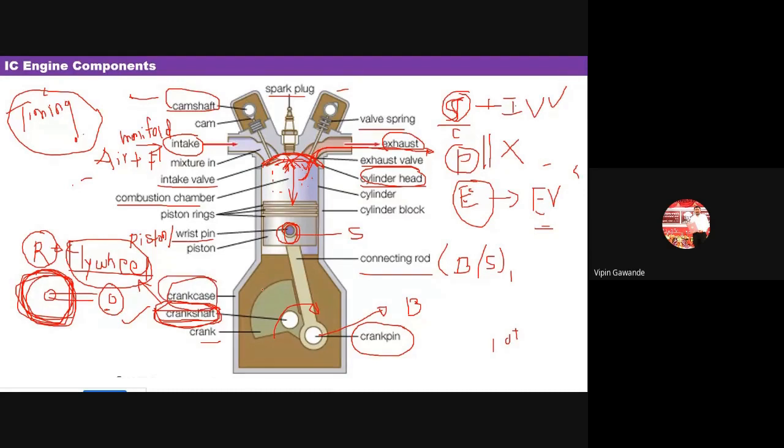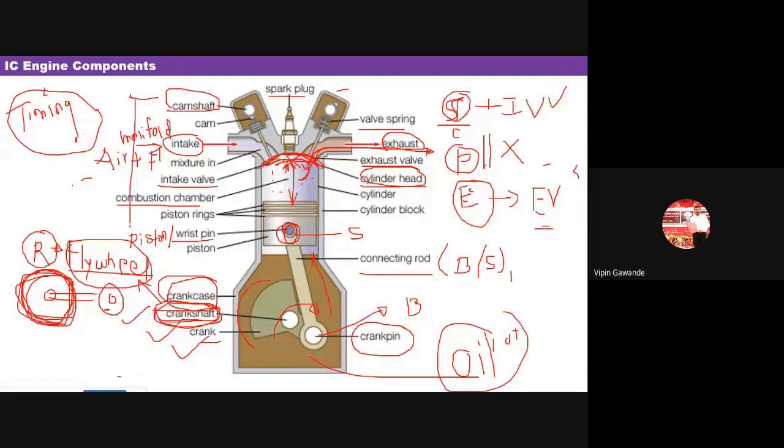The crankcase is the bottom part of the cylinder, and this is used for what? The crankcase contains the crankshaft and the crank. Sometimes it is also used for storing the oil. So oil is placed inside this crankcase, and this oil is used for lubrication purposes. So these are the total components of your IC engine.